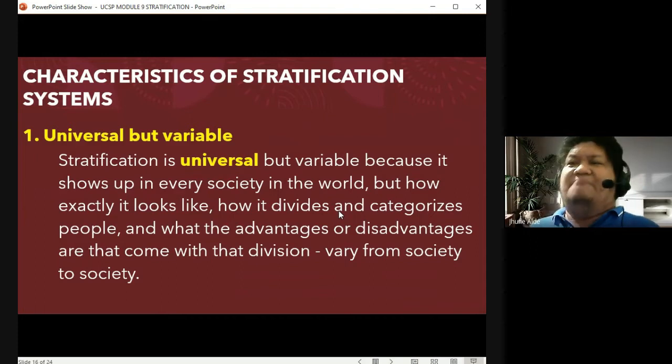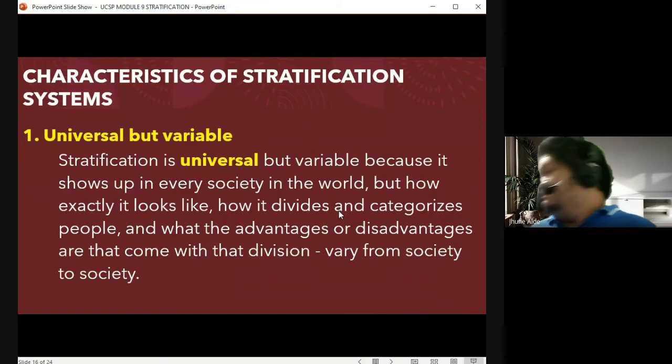Okay? But how exactly it looks, how it divides and categorizes people, and what the advantages or disadvantages are that come with that division vary from one society to another. So, yun ang sinasabi ko sa inyo kanina. It is universal pero hindi lahat ay pare-parehas ang experience. Okay?